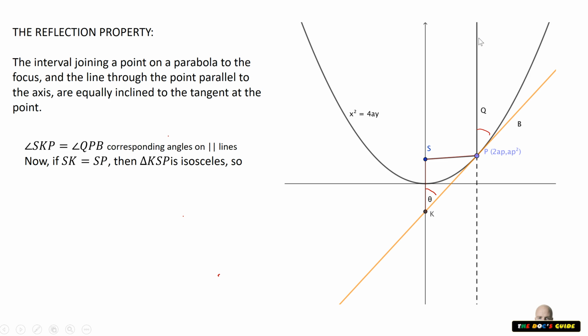So if SK equals SP, so don't know whether you can see that, but it's showing this line here in red and this line here. If we can prove that those two equal each other, then triangle KSP will be isosceles, and if it's isosceles, then we know that the base angles are equal, so this one and this one will be equal, and that means that this one over here, which also equals this, gives us these two being equal. So that's the structure of our proof.